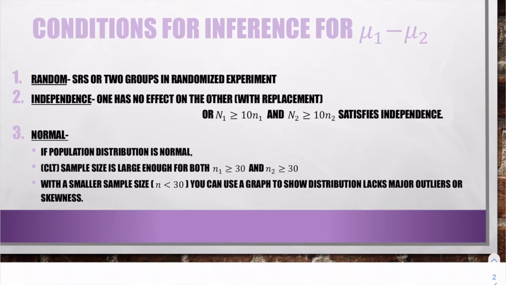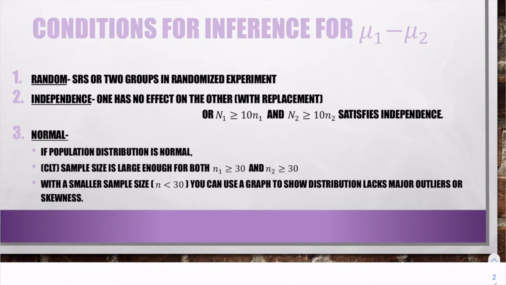Okay, so the conditions for inference are the same as they have been. You have two samples and you're looking for the difference, mu1 minus mu2. You have to check for randomness of both groups, independence, which can either be that each group has no effect on the other, or that it's sampling with replacement, or you can satisfy the 10% rule for both distributions, which is n1 greater than or equal to 10 n sub 1 and n2 greater than or equal to 10 n sub 2.